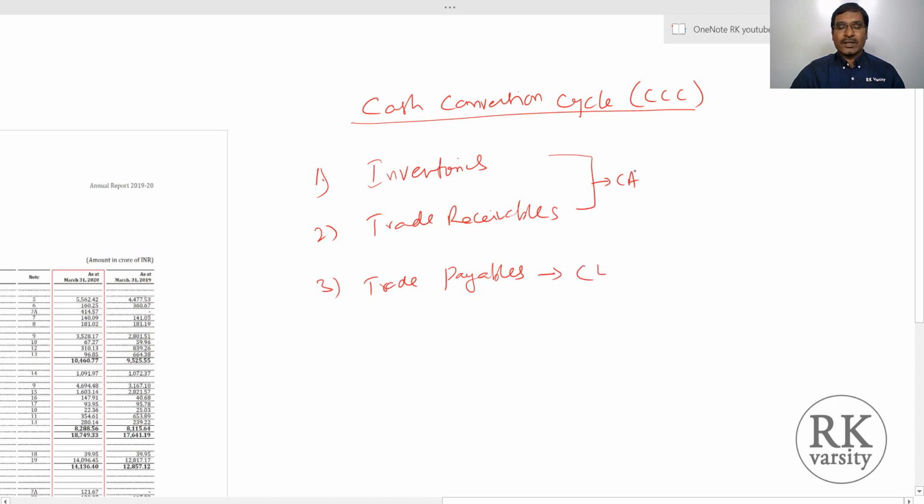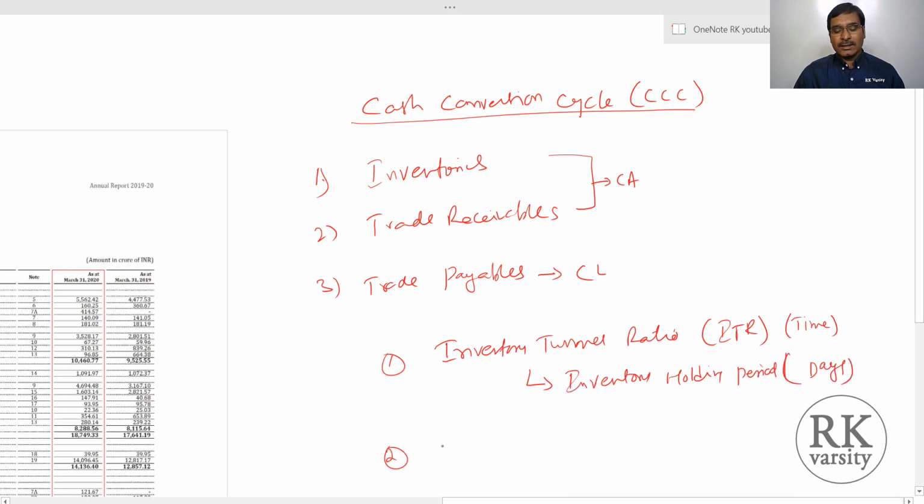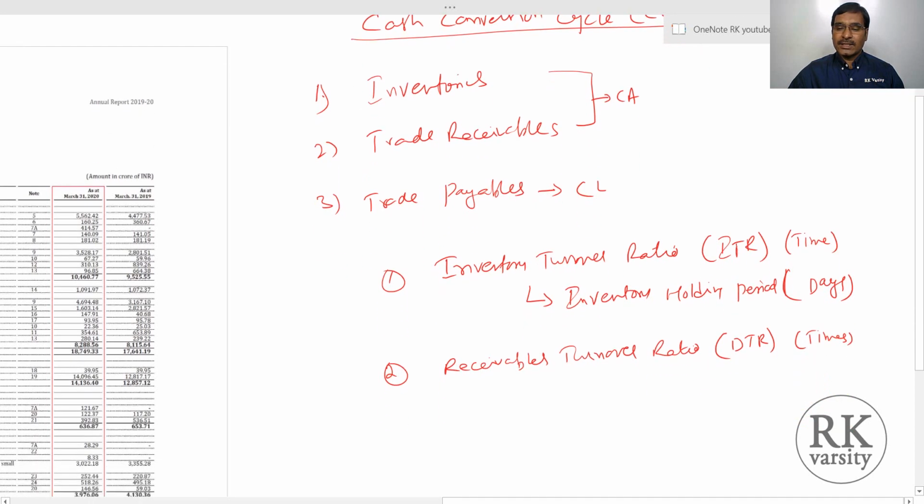Now to get your conversion cycle, first you need to calculate inventory turnover ratio. Using this, we'll calculate inventory holding period. And next you need to calculate collection period or receivables turnover ratio. In textbooks, this is called a debtors turnover ratio. This is measured in terms of times. Then using a debtors turnover ratio, you need to calculate collection period. So collection period is calculated in days.